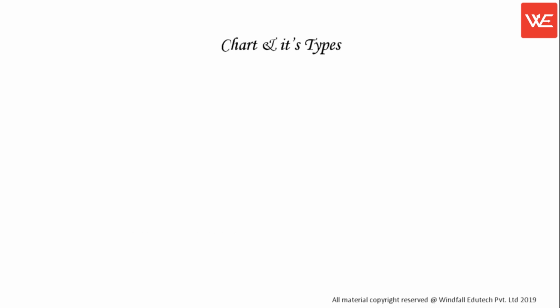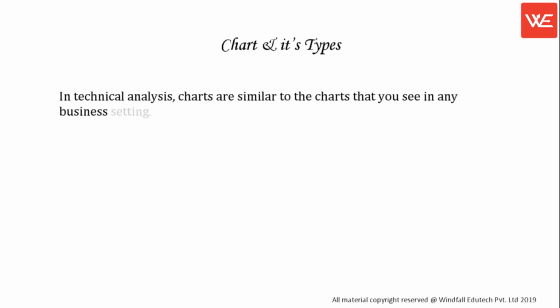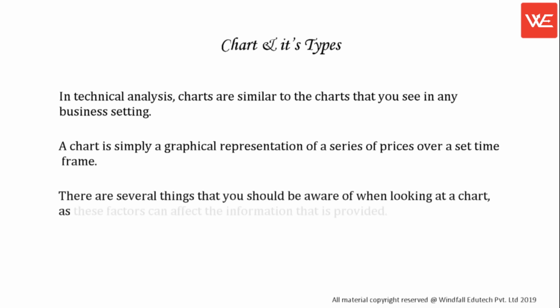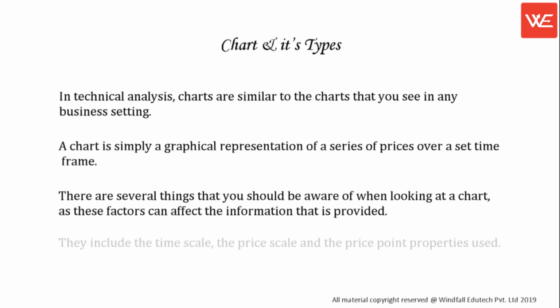Chart and its types. In technical analysis, charts are similar to the charts that you see in any business setting. A chart is simply a graphical representation of a series of prices over a set time frame. There are several things that you should be aware of when looking at a chart, as these factors can affect the information that is provided. They include the time scale, the price scale and the price point properties used.